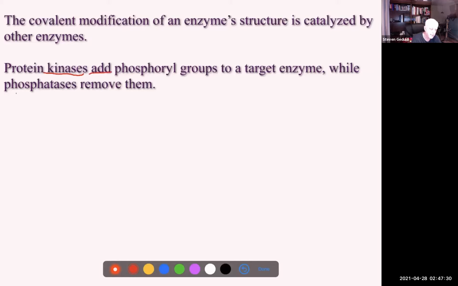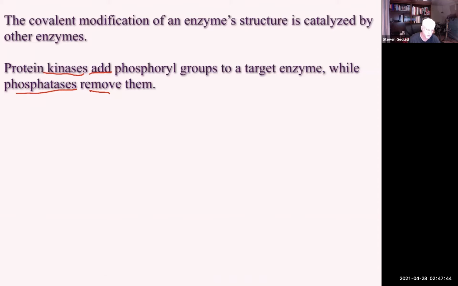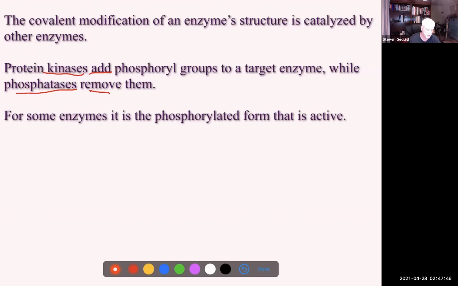Okay, phosphatases remove phosphate groups from enzymes. Now, we're talking around covalent bonds. We're not talking the tertiary structures anymore. We're talking covalent bonds, strong bonds that are binding them together. So that's why we need enzymes to modify them. For some enzymes, it's phosphorylated. For some enzymes, when it goes to the phosphorylated form, and when phosphate's added to it, then it becomes active.